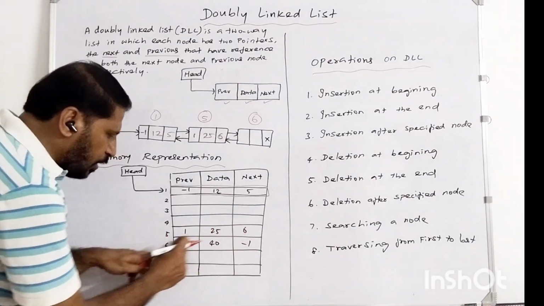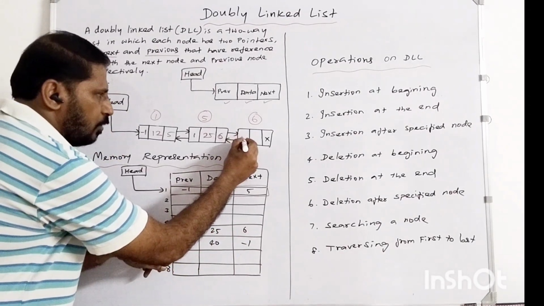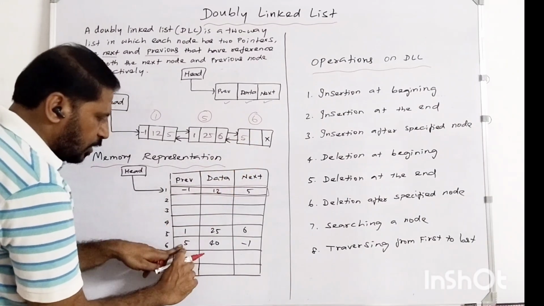So immediately we come to the sixth node. As far as the sixth node is concerned, what is the previous node? The previous node is 5. So what is 5?